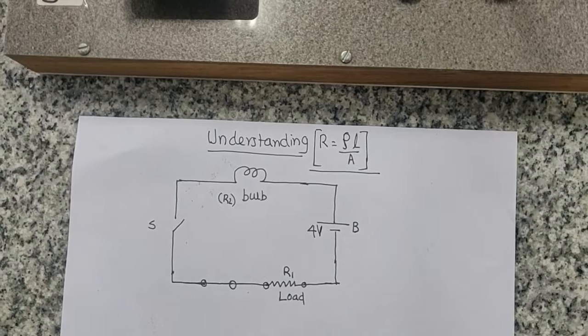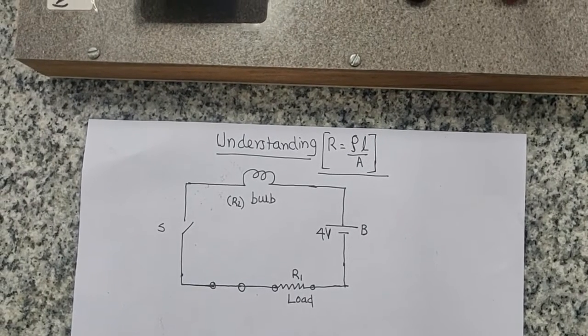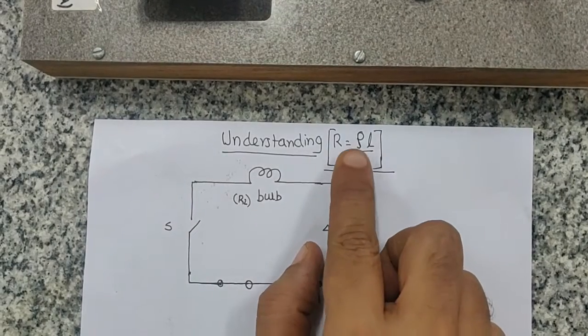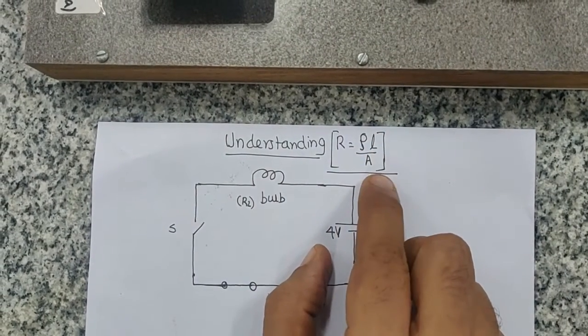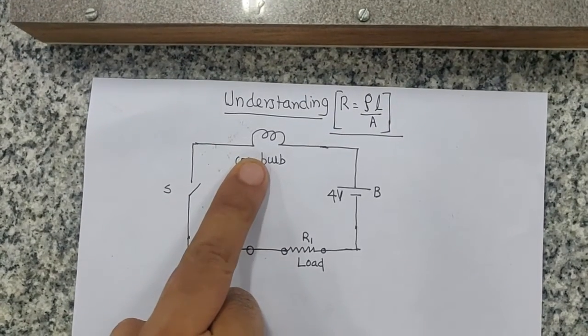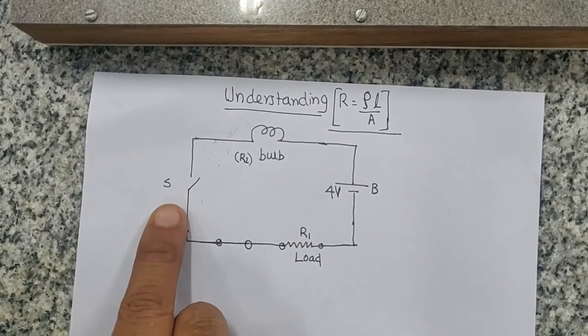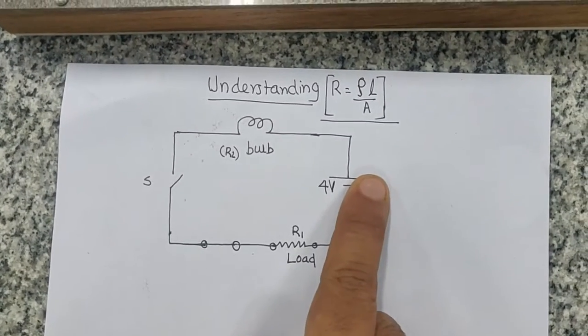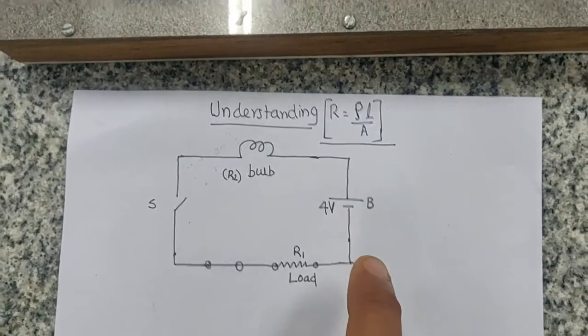Hello everybody, welcome to this demonstration wherein we're going to understand how resistance is affected by resistivity, length and area. So we have a very simple setup. We have a bulb and we have a switch and we can put in various loads, and we have a 4 volt battery here. So let's look at that physically.